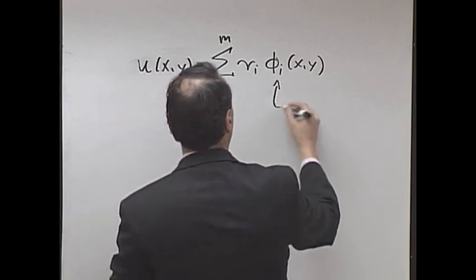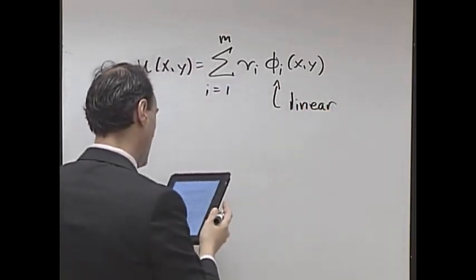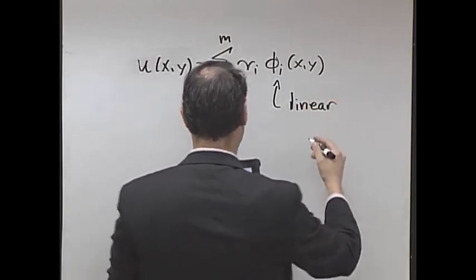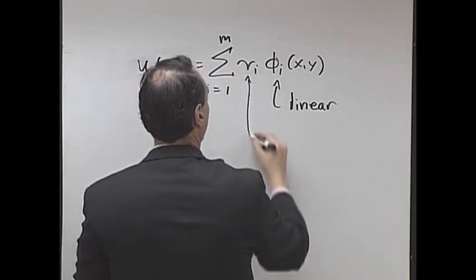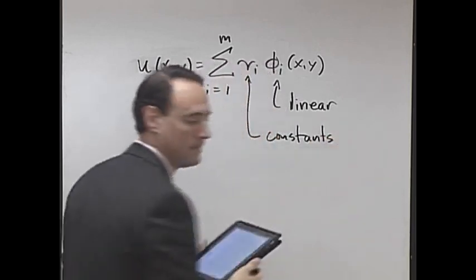Now, these here are linear. That's what we just wrote down. They're going to be linear, and they're going to be piecewise linear polynomials, right? So this is what we want to do. And these are some constants that I have to determine. We'll talk about how I determine them.